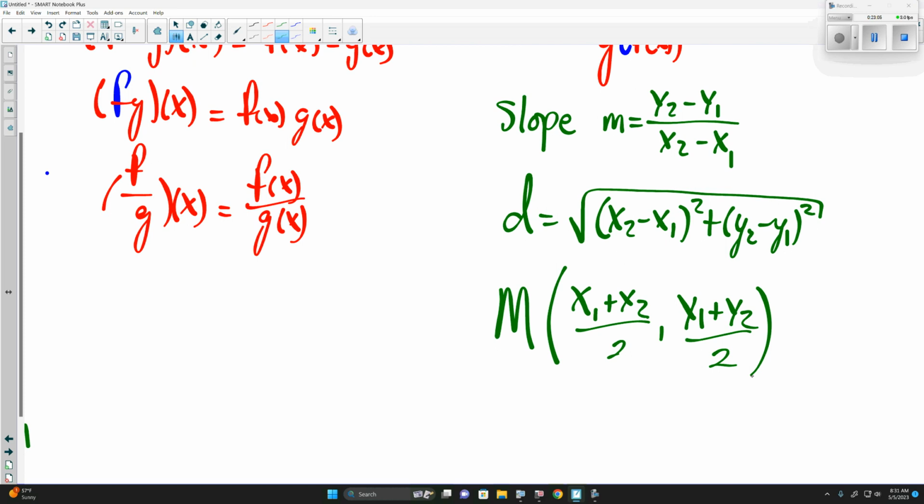Questions on any of this so far? I don't think we need to go too deep in lines. Equation of a line, we can graph it. y equals mx plus b. As long as we have the slope and y-intercept, we have it.